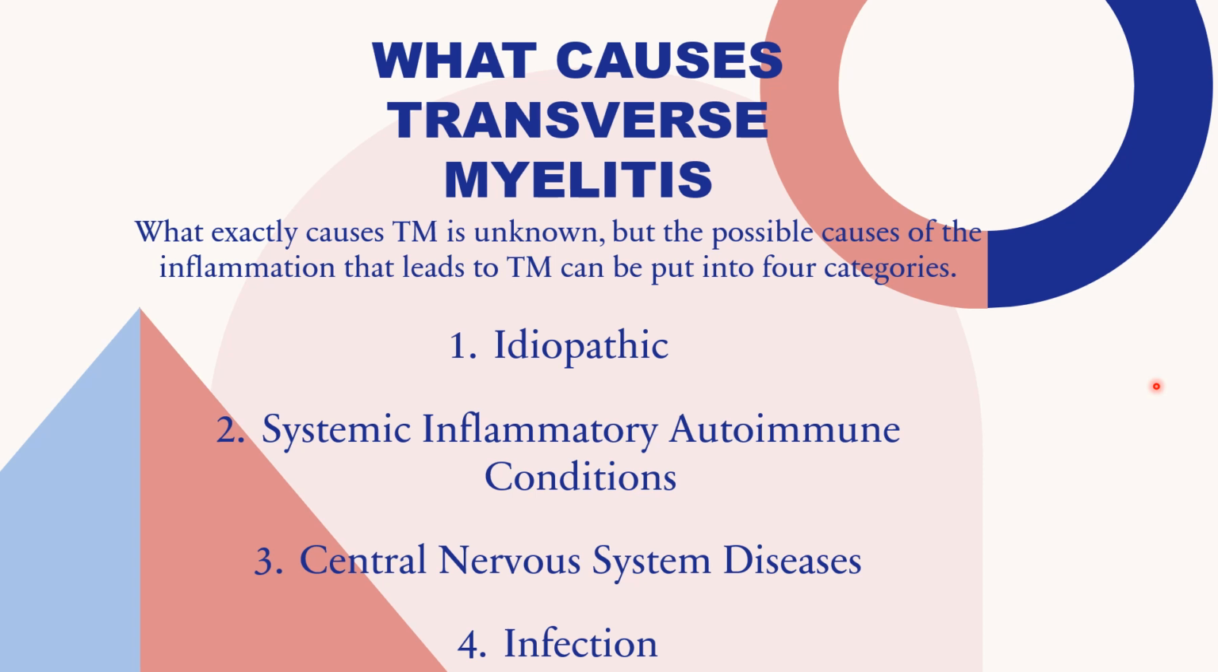Some systemic inflammatory immune conditions have shown an association with transverse myelitis. For example, the most commonly recognized would be rheumatoid arthritis and lupus. In some rare cases, central nervous system diseases like multiple sclerosis have shown a connection to transverse myelitis as well. And the last category is infections of many sorts, including Lyme, varicella zoster, the virus responsible for chickenpox and shingles, HIV, Zika virus, and bacterial skin infections are just a few.